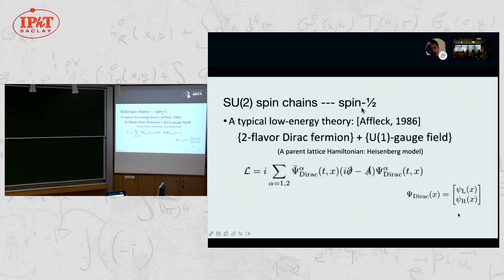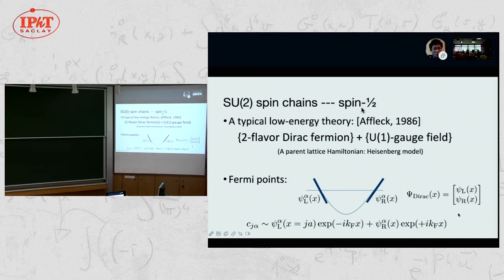One typical low energy theory was obtained by Affleck in 1986 for the Heisenberg model. The low energy field theory for this spin 1/2 is the two flavor Dirac fermions in 1+1D. And we know that 1+1D Dirac fermions consist of two chiralities, psi L and psi R. A good way to understand the presence of the Dirac fermion is by looking at the Fermi points of the band structure in the original lattice fermion, c_j. So psi L and psi R are exactly the low energy excitations of these two Fermi points at half filling.